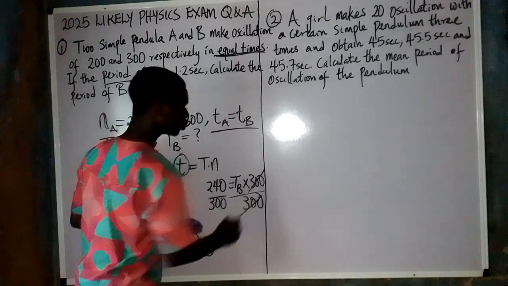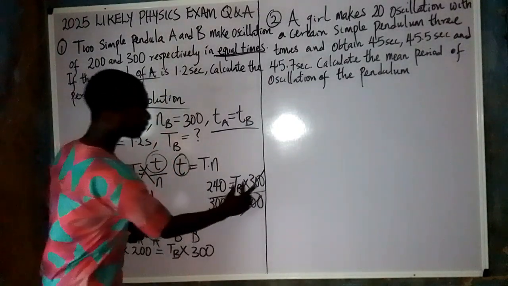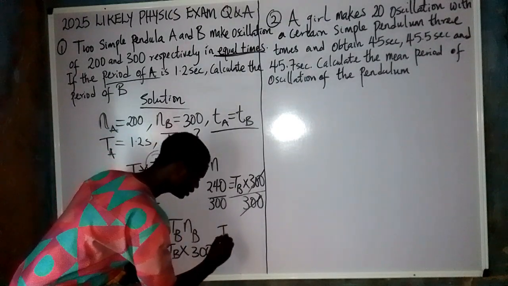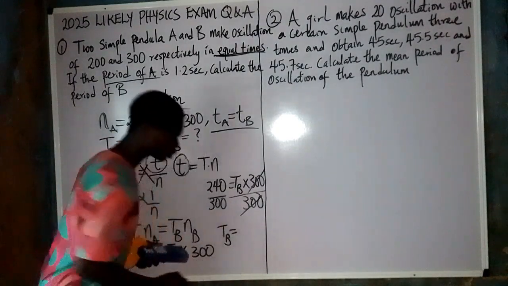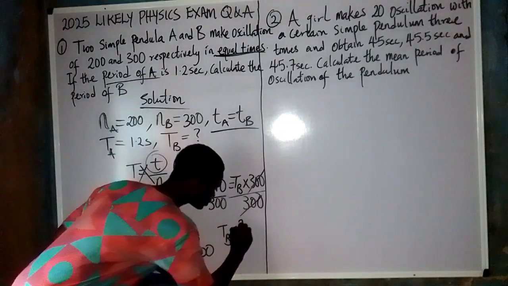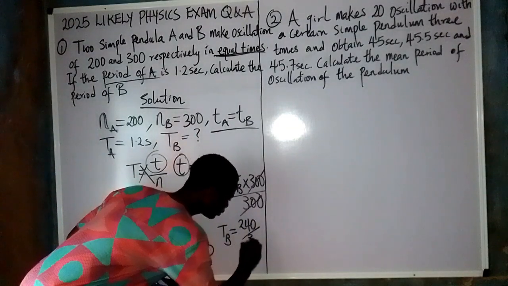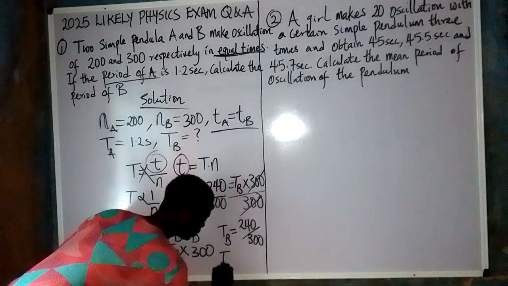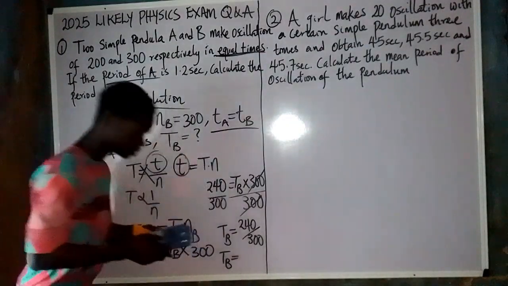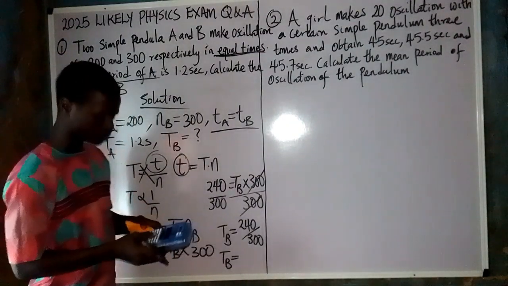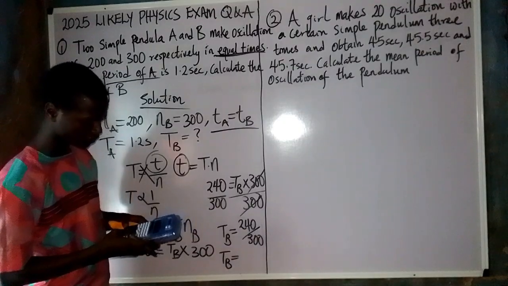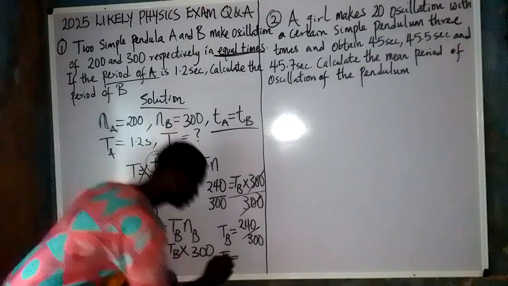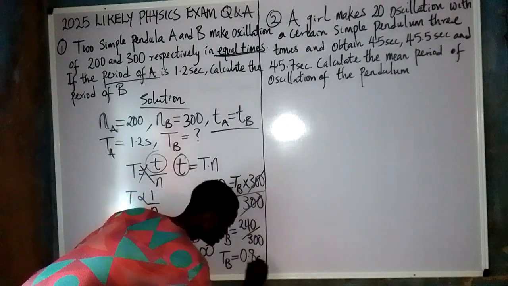Now watch out what will happen here. 300 will cancel 300. What will you have left on this side of the equation? Just TB. TB will now be equal to 240 over 300. So TB will finally be equal to 240 divided by 300, and that gives us exactly 0.8 seconds.